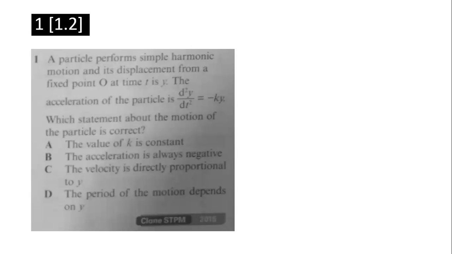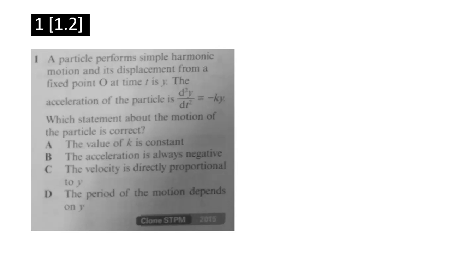A particle performs simple harmonic motion and its displacement from the fixed point O at time t is y. The acceleration of the particle is given. Which of the statements about the motion of the particle is correct? The value of k is constant, correct? The acceleration is always negative. You cannot say acceleration is negative. It doesn't make any sense. Right? It's always opposed to displacement. So it cannot be true.